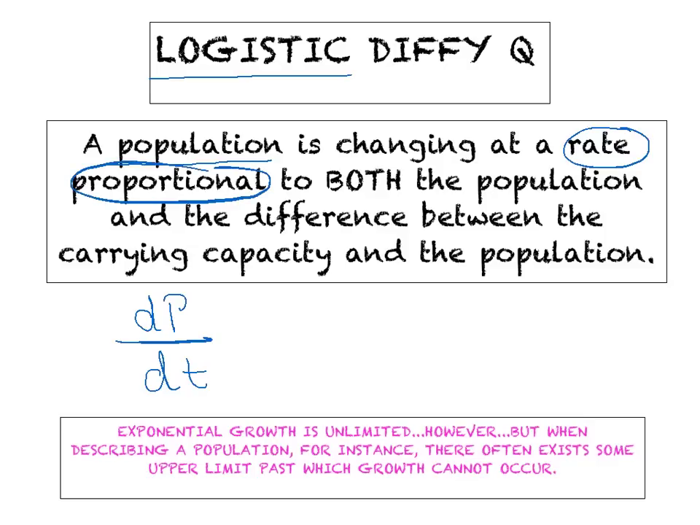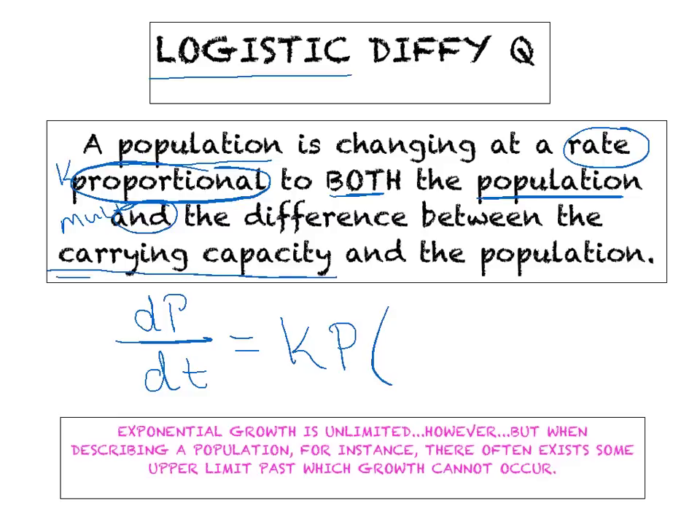Proportional, we've seen that word a number of times. That pretty much implies that we're going to be using a k here. It is proportional to both the current population, which is P, and "and" is a word that usually means multiply, the difference between the carrying capacity and the population. And carrying capacity is a totally brand new word that we haven't seen before. We're going to use the letter M for carrying capacity. Difference means we're subtracting, so I'm going to say M minus that population.